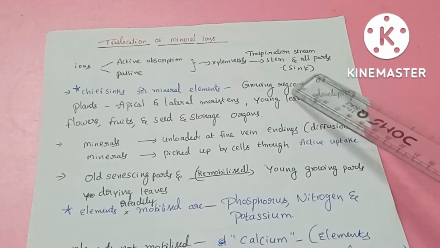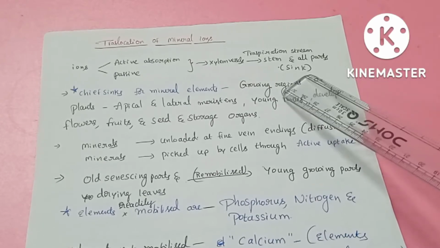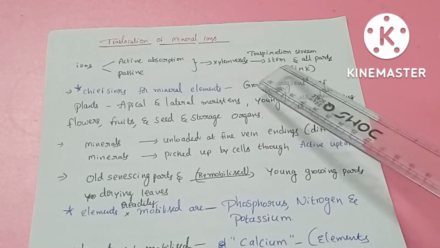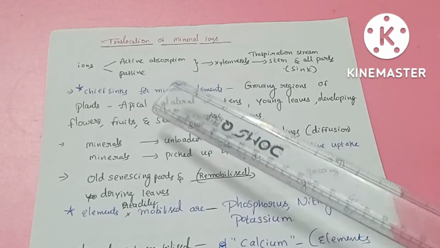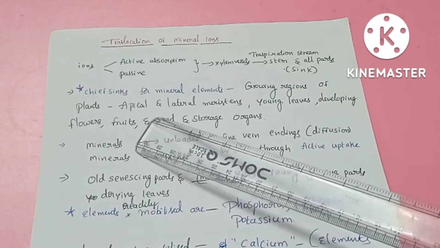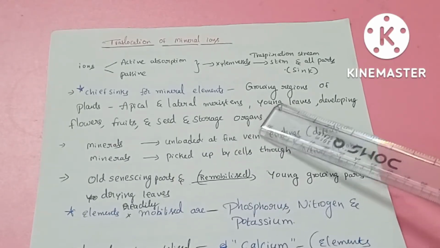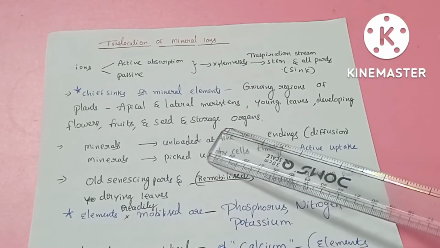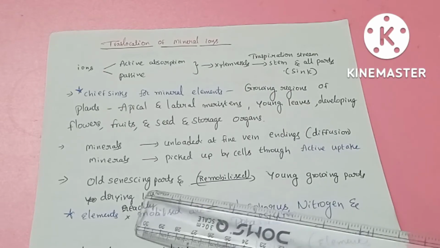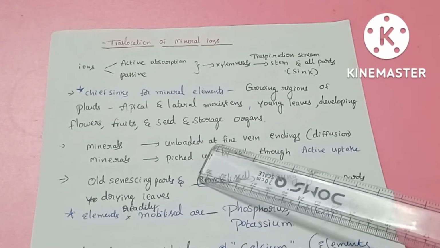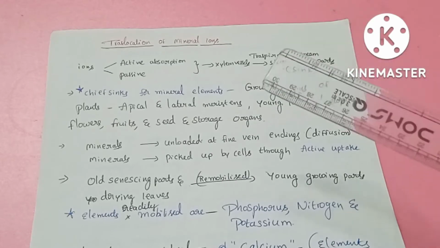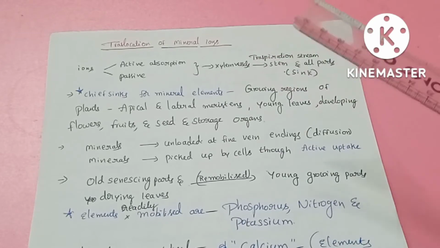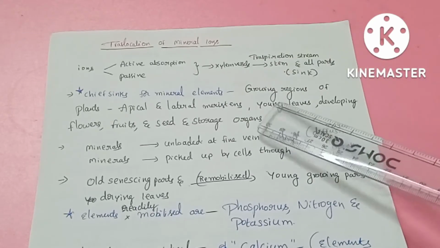So wherever these minerals and water are required, to those parts the xylem vessel will translocate the minerals by the transpiration stream. Examples of the chief sinks of the mineral elements are growing regions of the plant such as apical meristem, lateral meristem, young leaves, developing fruits, flowers, seeds, and storage organs. All these growing regions require additional nutrition for their growth. Hence they act as the chief sinks.